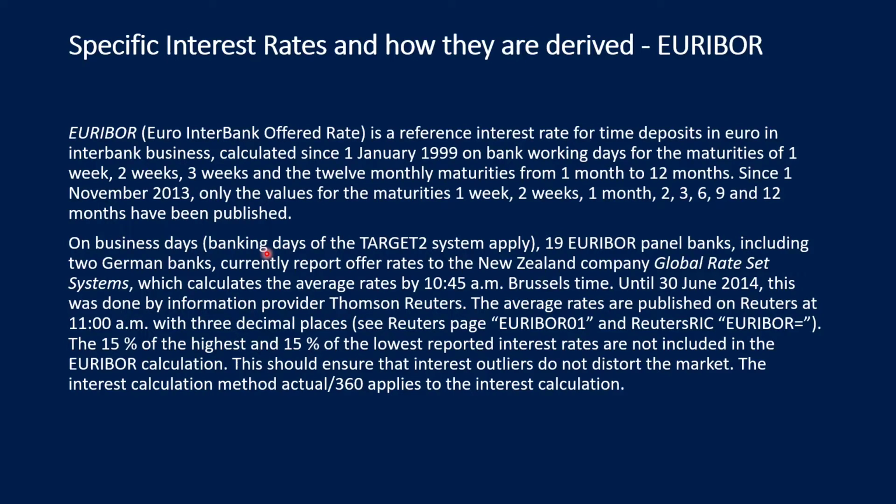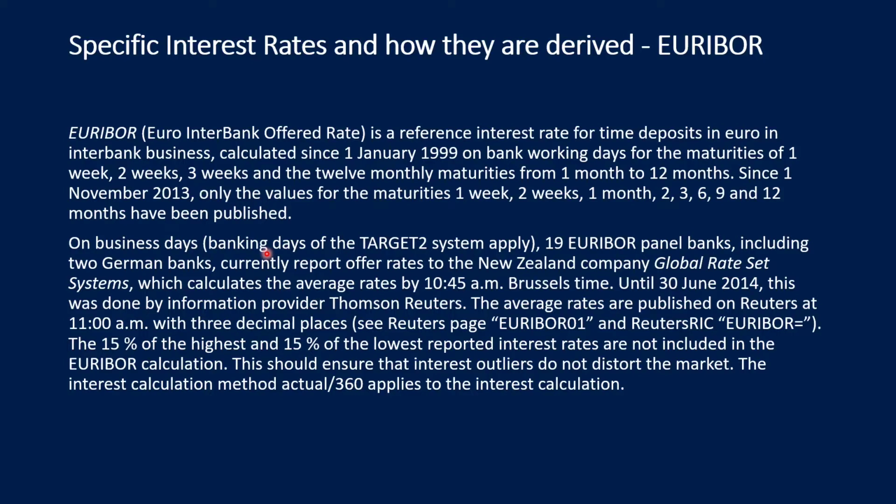19 Euribor panel banks, including 2 German banks, currently report offered rates to the New Zealand company Global Rate Set System, which calculates the average rates by 10:45 a.m. Brussels time. Until 30th June 2014, this was done by information provider Thomson Reuters. The average rates are published on Reuters at 11 a.m. with 3 decimal places, see Reuters page Euribor 01 and Reuters RIC Euribor=.